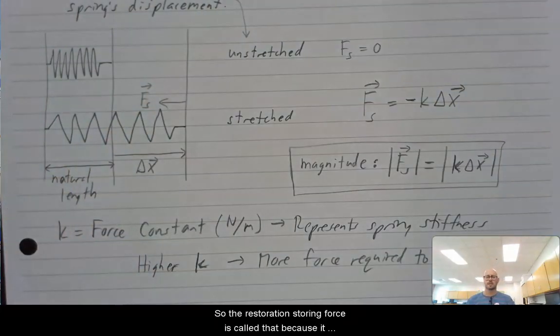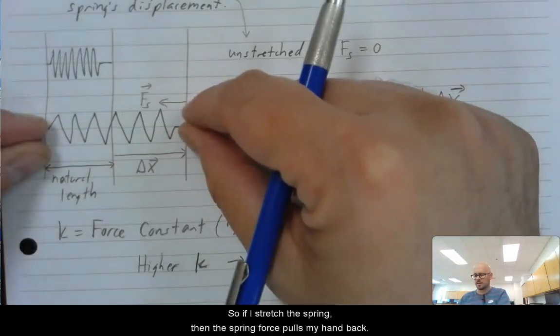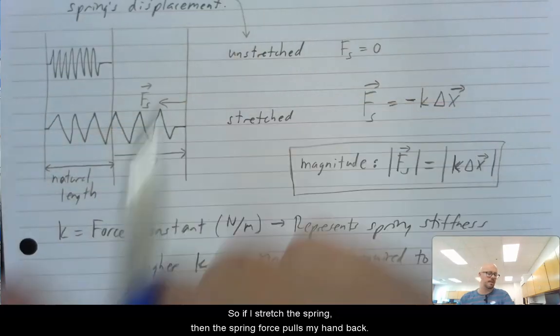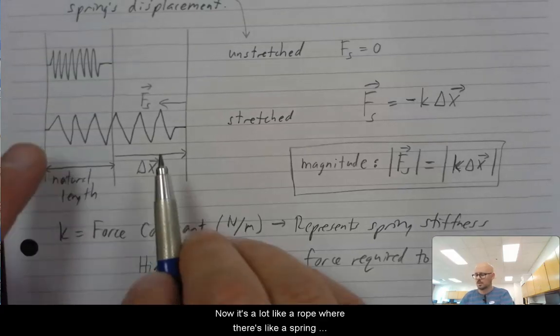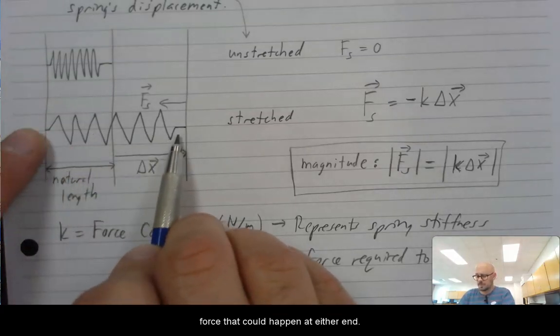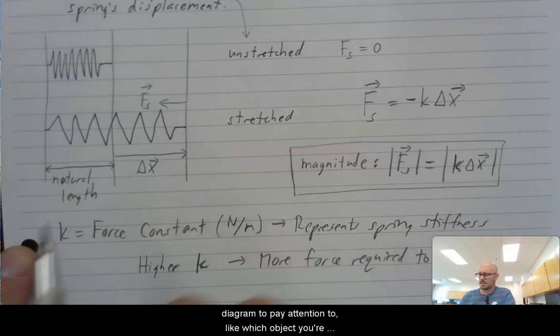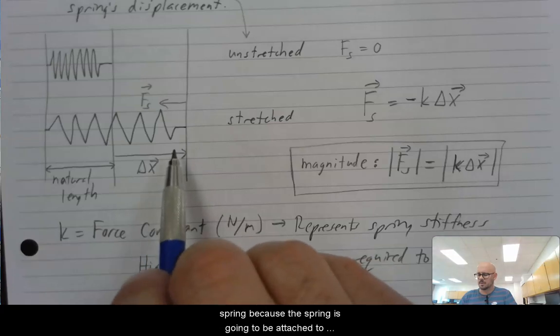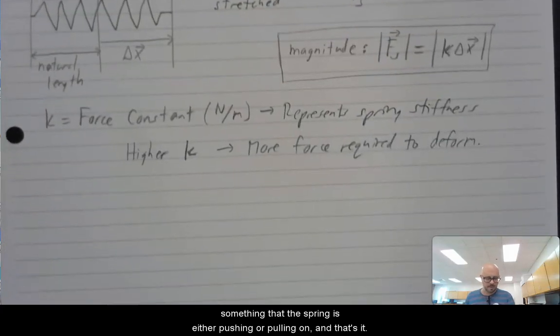So the restoring force is called that because it always pushes or pulls in the opposite direction that the object is being pushed or pulled. So if I stretch the spring, then the spring force pulls my hand back. If I were to compress the spring, then the spring force is exerted outward. Now, it's a lot like a rope, where there's a spring force that could happen at either end. And so just remember that when you do a free body diagram, to pay attention to which object you're diagramming. You're not diagramming the spring, because the spring is going to be attached to something that the spring is either pushing or pulling on.